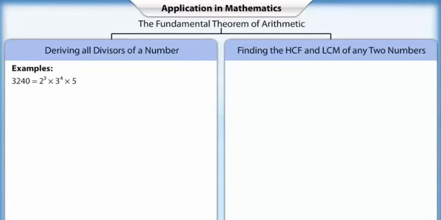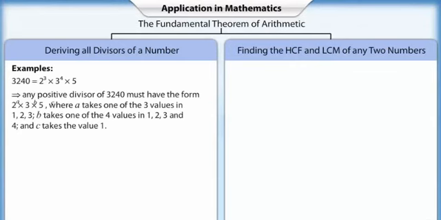The factorization of 3240 is 2 to the power of 3 into 3 to the power of 4 into 5. And this is unique by the fundamental theorem of arithmetic. This implies that any positive divisor of 3240 must have the form 2 raised to a into 3 raised to b into 5 raised to c, where a takes one of the 3 values 1, 2 or 3, b takes one of the 4 values 1, 2, 3 or 4, and c can only take the value 1.